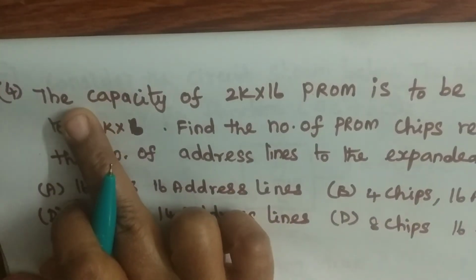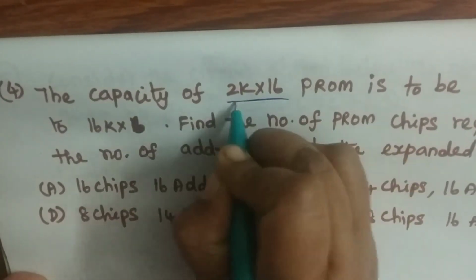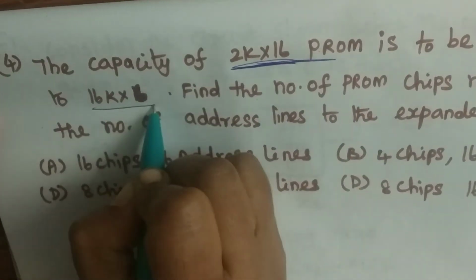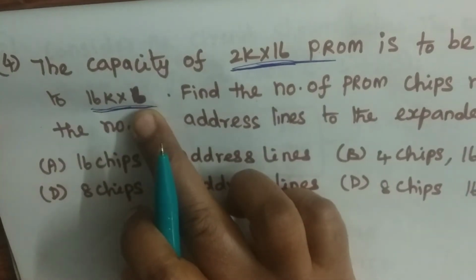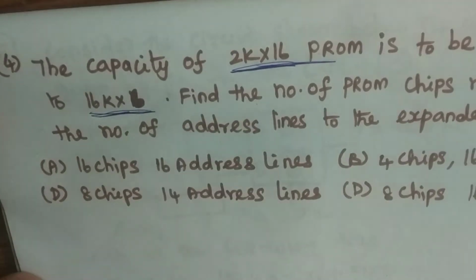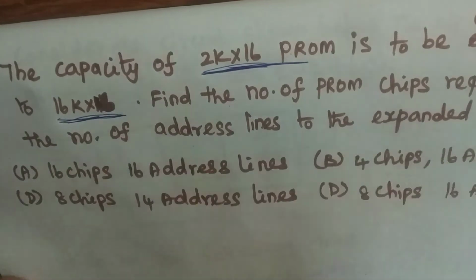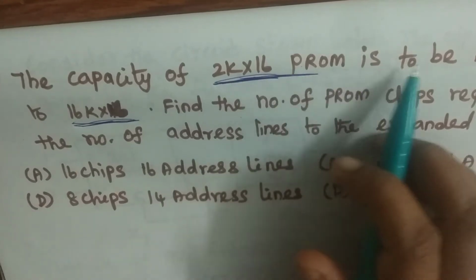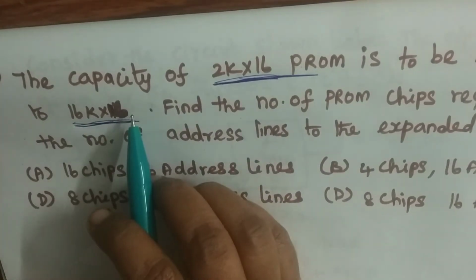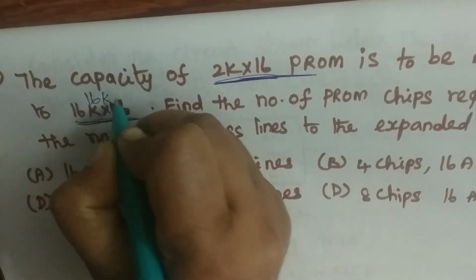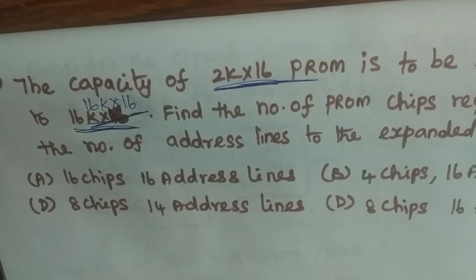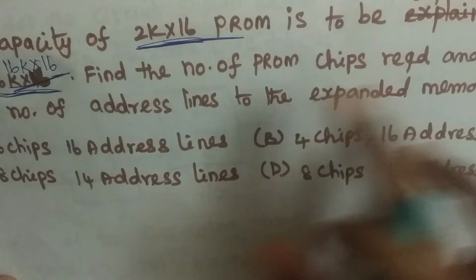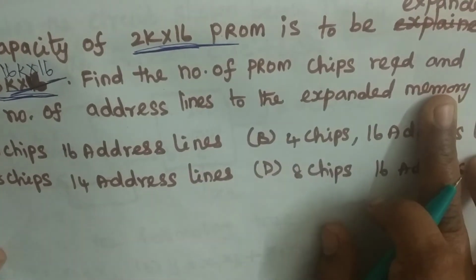Then the fourth question: the capacity of 2K cross 16 PROM is to be expanded to 16K cross 16. Once again I am reading the question. The capacity of 2K cross 16 PROM is to be expanded to 16K cross 16. Find the number of PROM chips required and the number of address lines to the expanded memory.